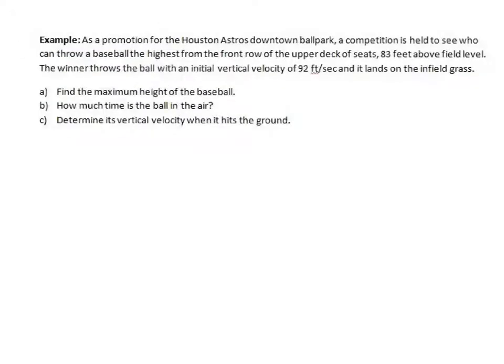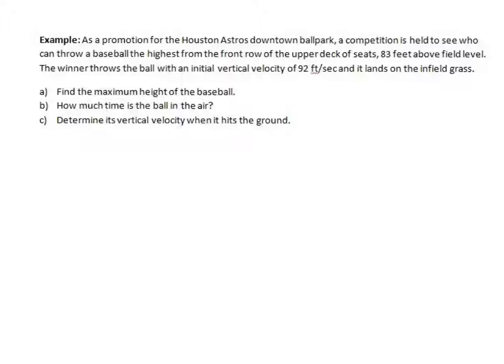So our question is like this. It says, as a promotion for the Houston Astros downtown ballpark, a competition is held to see who can throw a baseball the highest from the front row of the upper deck of the seats, which is 83 feet above field level. The winner throws the ball with an initial velocity of 92 feet per second, and it lands on the infield grass. So it's going to fall all the way down to a height of 0, starting from 83 feet, but they're going to throw it up in the air for a while first.